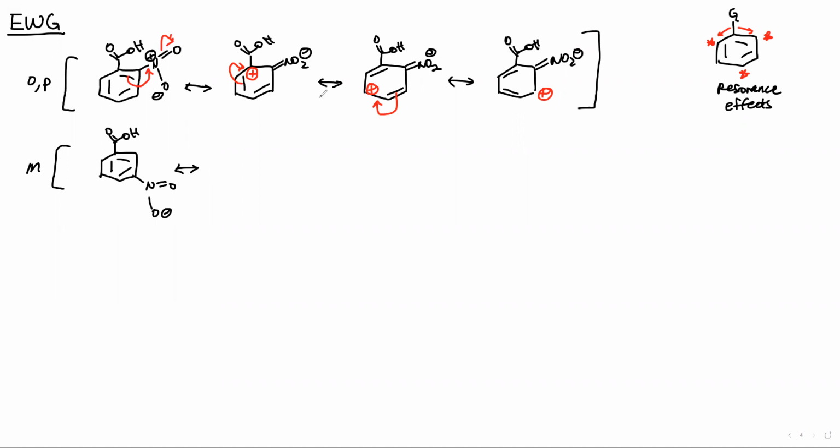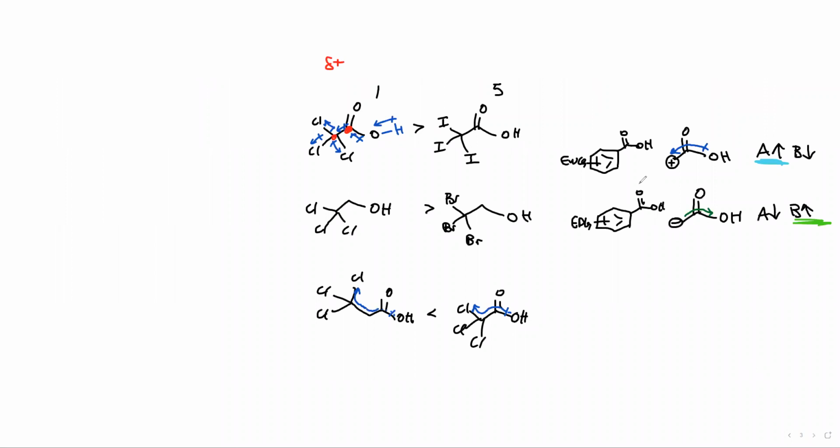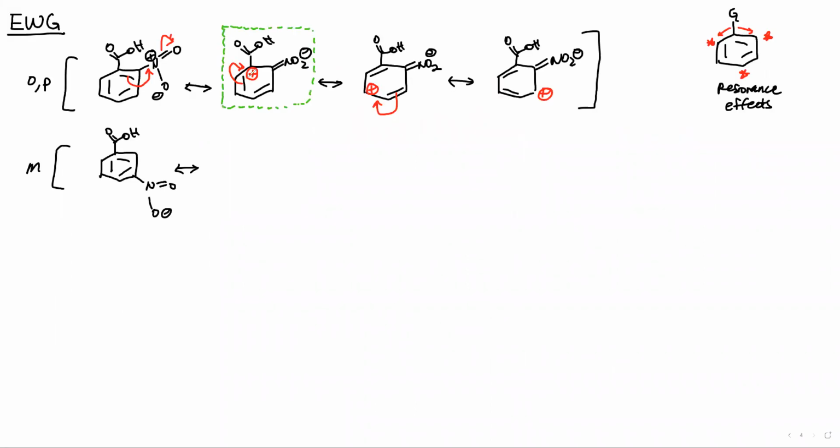It's in the ring, which makes the ring overall positive, which is good. But notice how on this particular resonance form, that positive is right underneath the carboxylic acid. Now, where did we say we wanted that cation, to make the carboxylic acid more acidic? Remember, we wanted it right next door. And that's exactly where we see it in this resonance form. It is right next door.